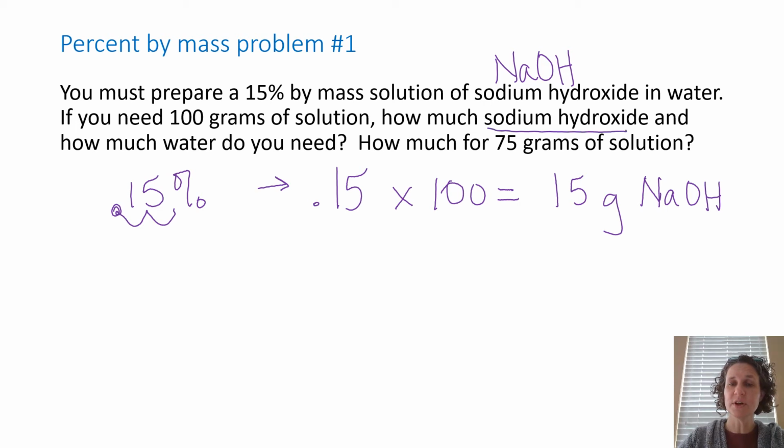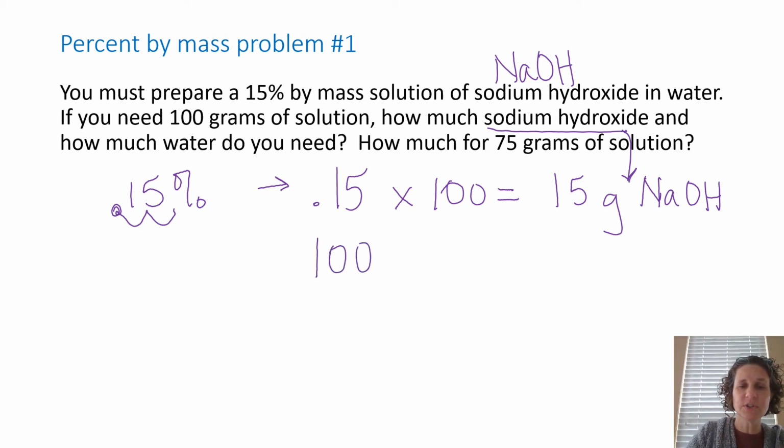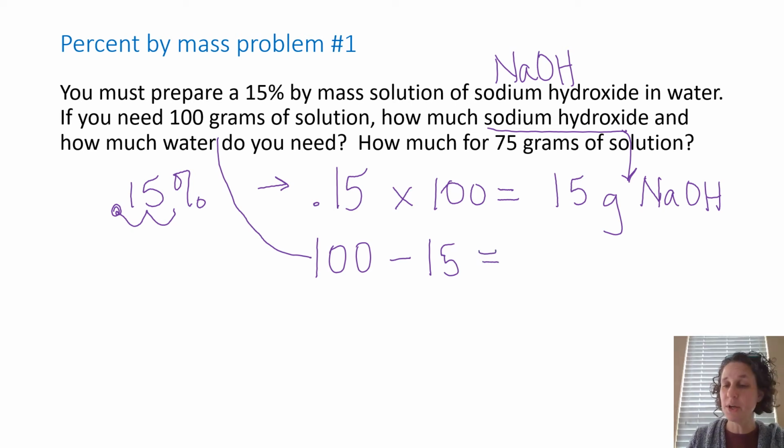All right, so there's my first thing. There's the sodium hydroxide, 15 grams of it. Then it wants to also know how much water do I need. So for the water, I would take the total amount that I want, which is the 100 grams of solution. So that is from here. And I know that 15 grams out of that 100 is the sodium hydroxide. And so that means that whatever is left, if I subtract those two, will be the water. So 100 minus 15, put that in your calculator, and you should get 85 grams. And this is 85 grams of water.